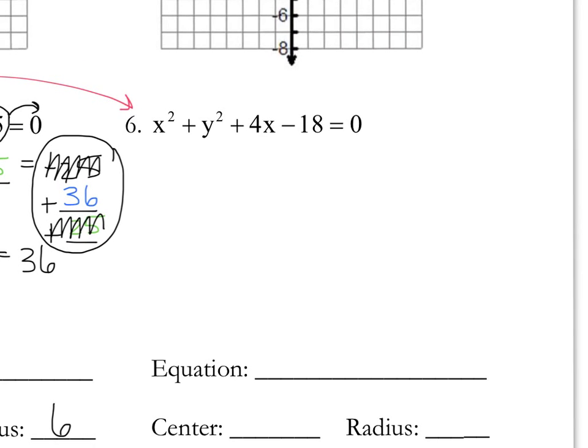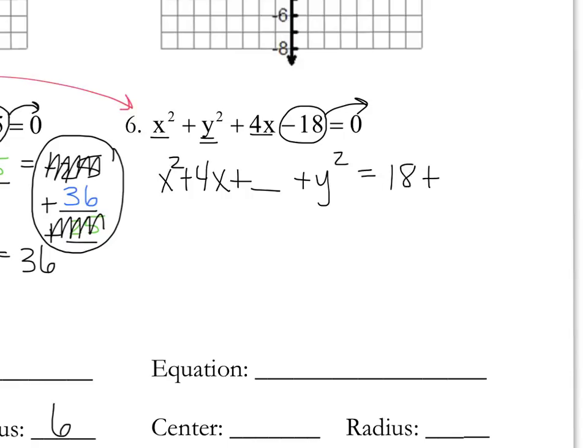We're going to do the same thing here. I've got to group my x terms together, move my 18 over, and group my y terms together. This one's a little bit shorter because it's only y squared. So I've got x squared plus 4x, I'm going to put a blank in, plus y squared equals 18 plus blank.